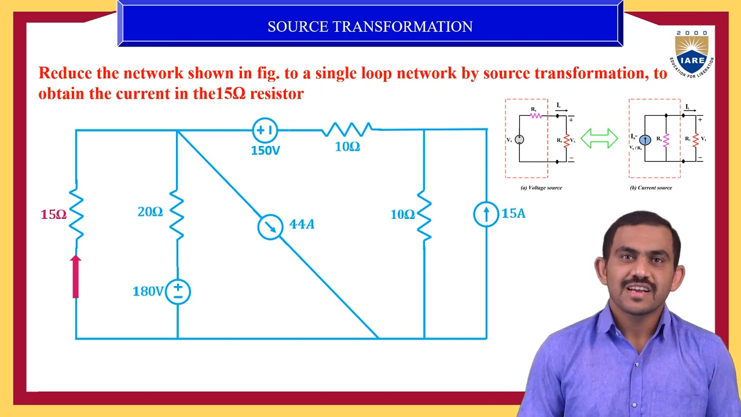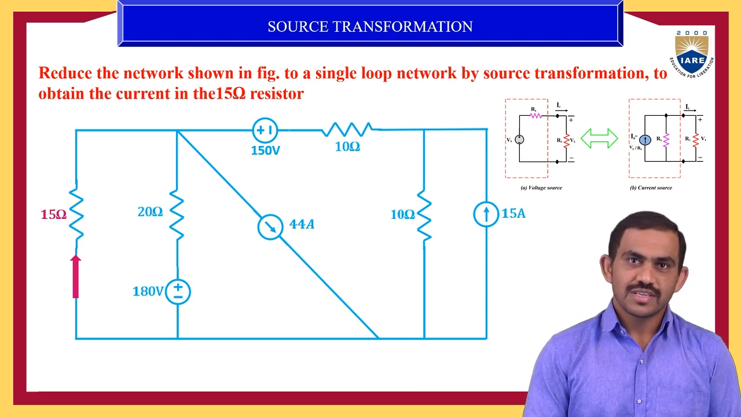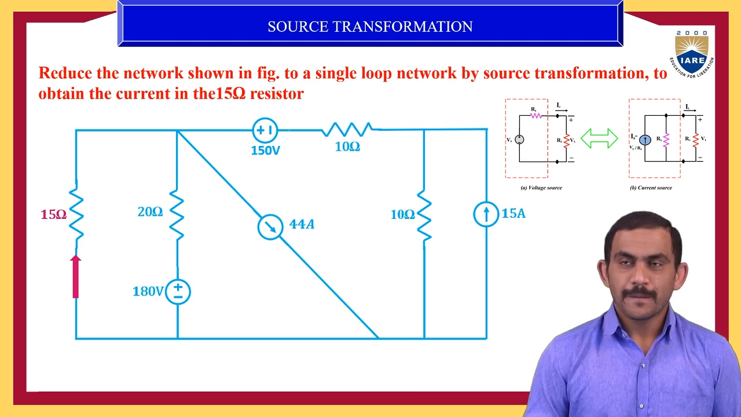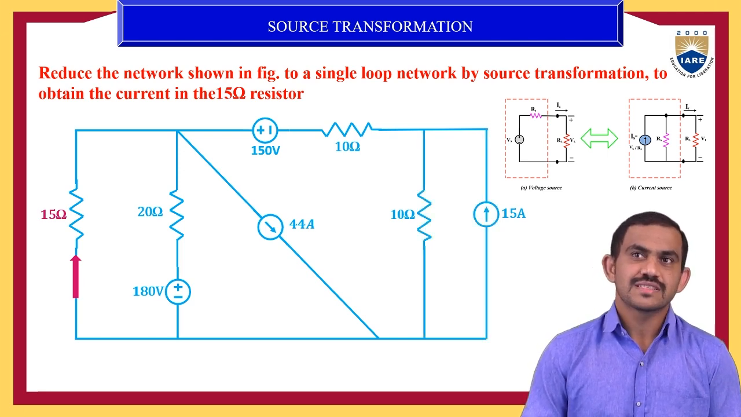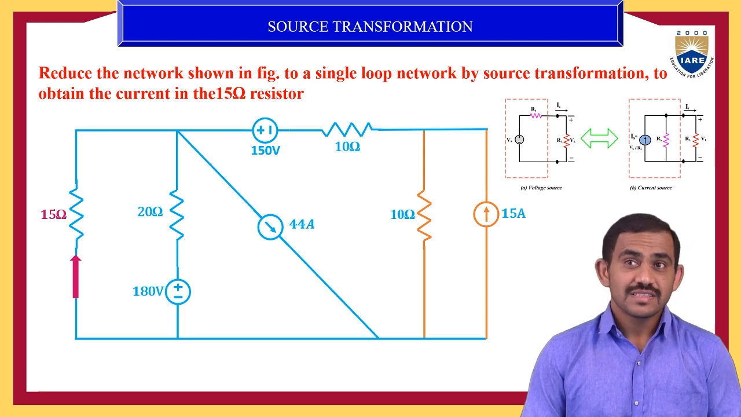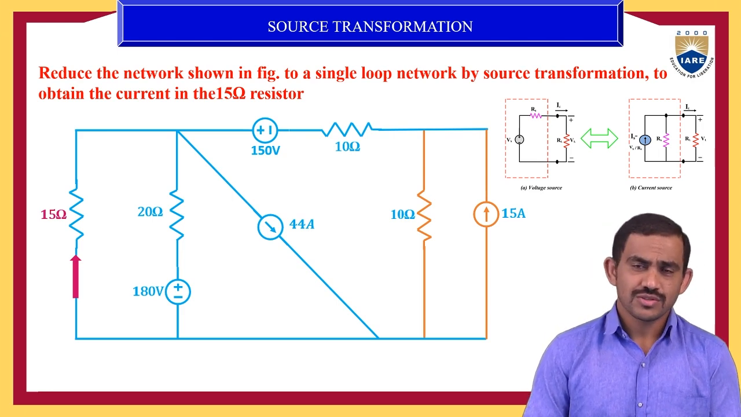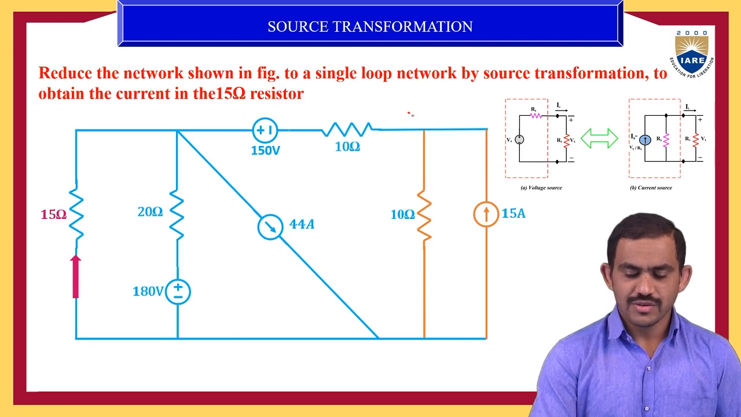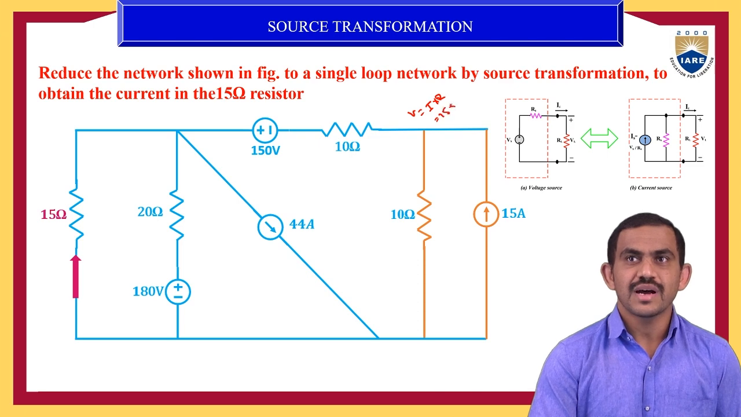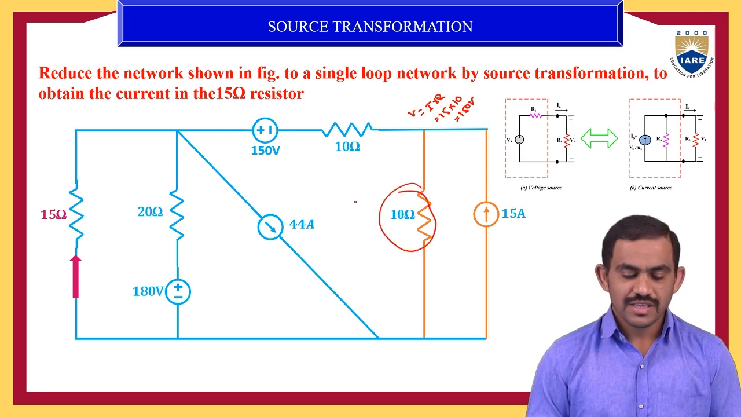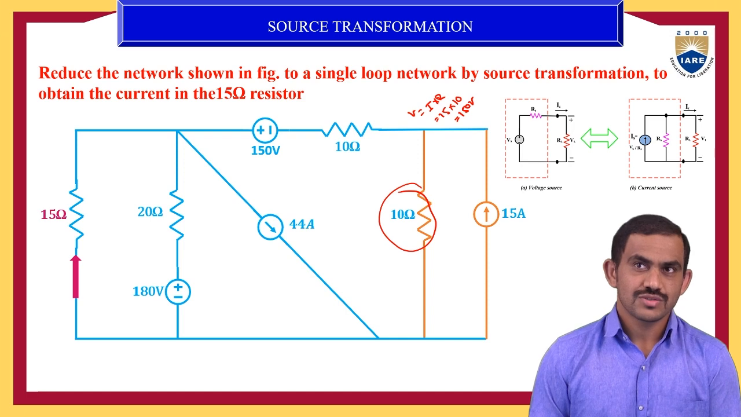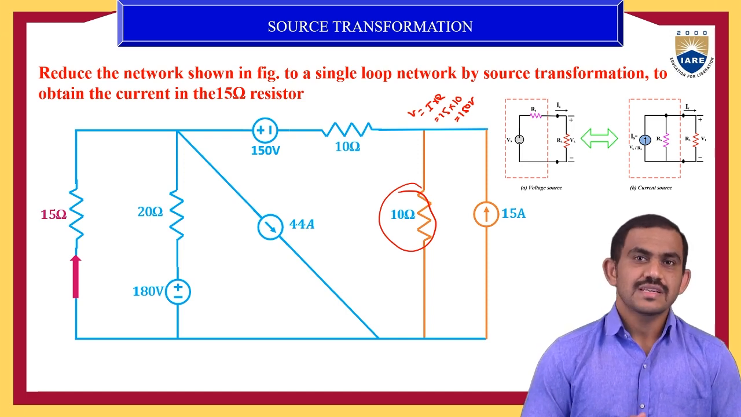In this circuit, I want to convert a current source to a voltage source. Here I have a current source in parallel with one resistor. Just observe, current source in parallel with one resistor. Now I need to convert that current source to a voltage source. So what is our formula? V equal to I into R. What is the I value? 15. And what is the R value? 10. So you will get 150 volts. And the resistor value is 10 ohms. Then your current source is converted to a voltage source in series with that resistor.